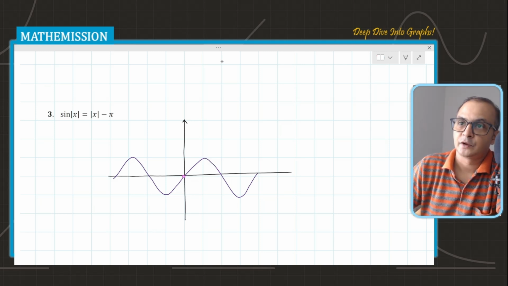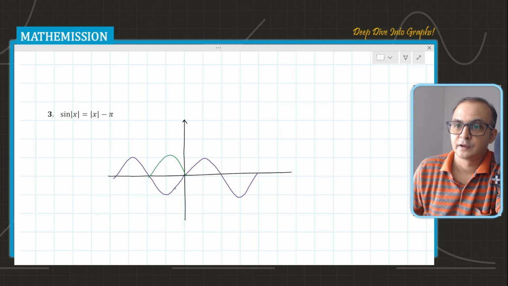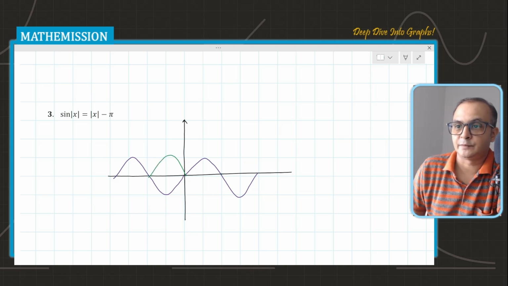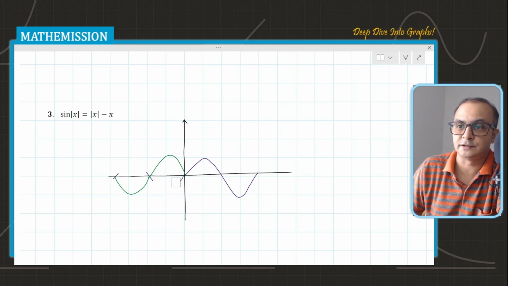It means for this portion, I have this graph. For this portion, I have to take this graph, correct? So this will look like that. And whatever you see previously, these graphs are not anymore. I have to delete it.